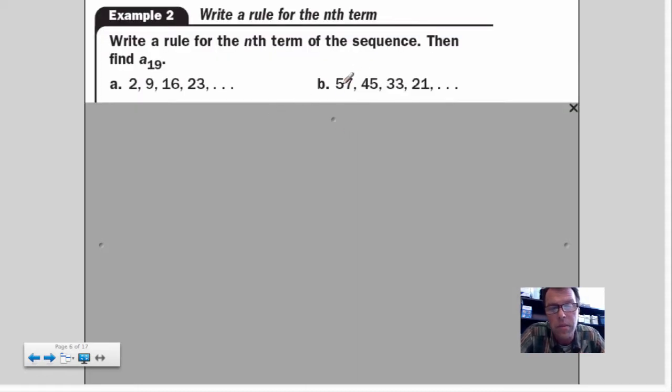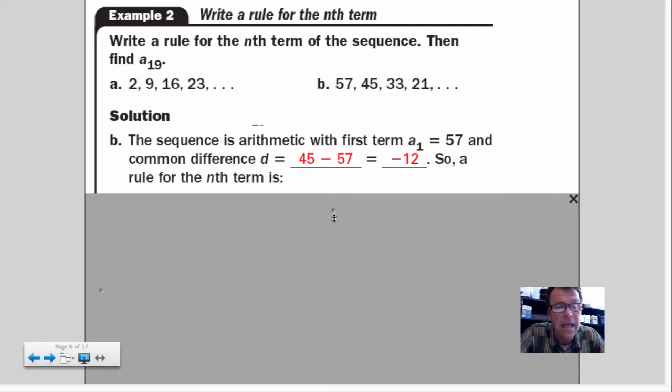So here's another example. It looks like we're dropping, by the way. Our difference is causing this arithmetic sequence to go down. So it would be a negative difference, and it is a negative 12. Again, you should check whether it's arithmetic, but they told you that it is. I mean, they're telling you to write the rule. But in general, you should check all the differences and make sure they're the same.